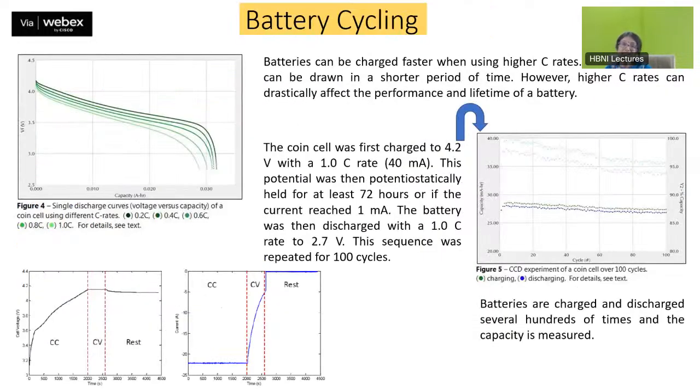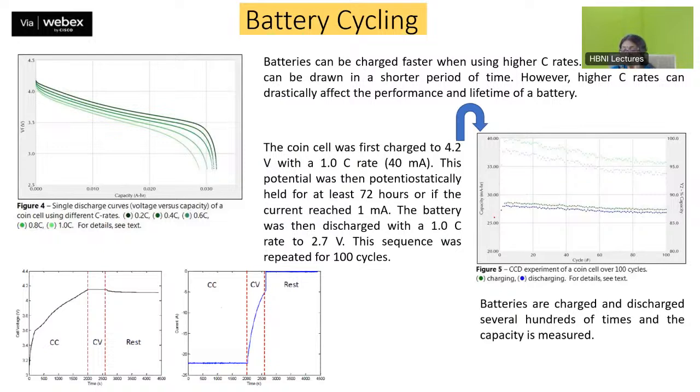Now the testing starts with battery cycling. Batteries can be charged faster when you use higher C rates, and vice versa, energy can be drawn in a shorter period of time. However, you have to remember that higher C rates drastically affect the performance and lifetime of a battery. Normally, you put this coin cell in a battery tester cycler and test it. You do different numbers of charge-discharge cycles and keep measuring the capacity of the battery.